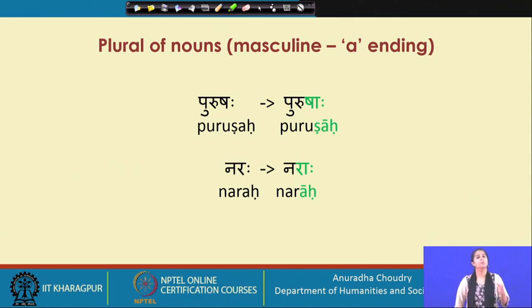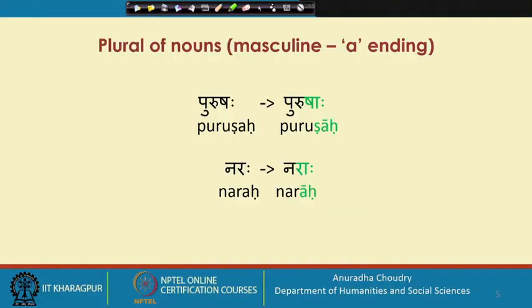Let's look at that. Purushaha, purushaha. Naraha, naraha. I'd really like you to open your jaws wide and exaggerate and also use the aspirated sound. So naraha, right? Now let's move on.